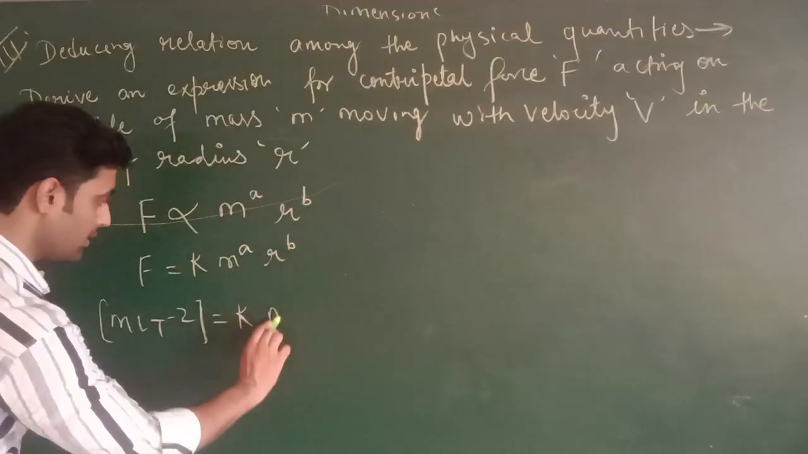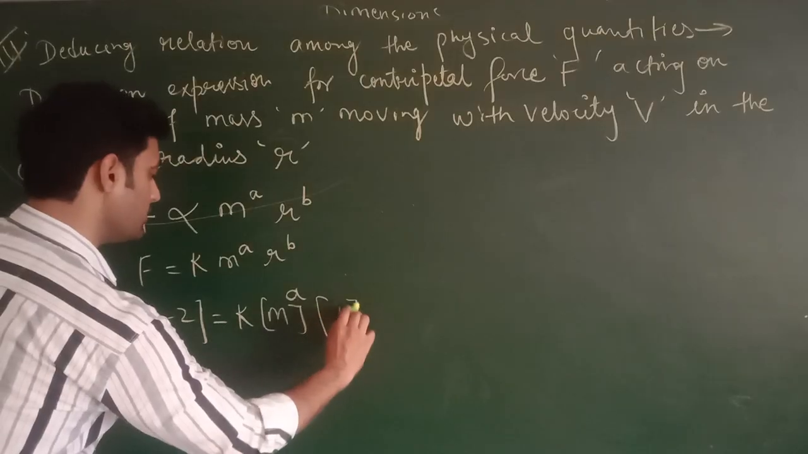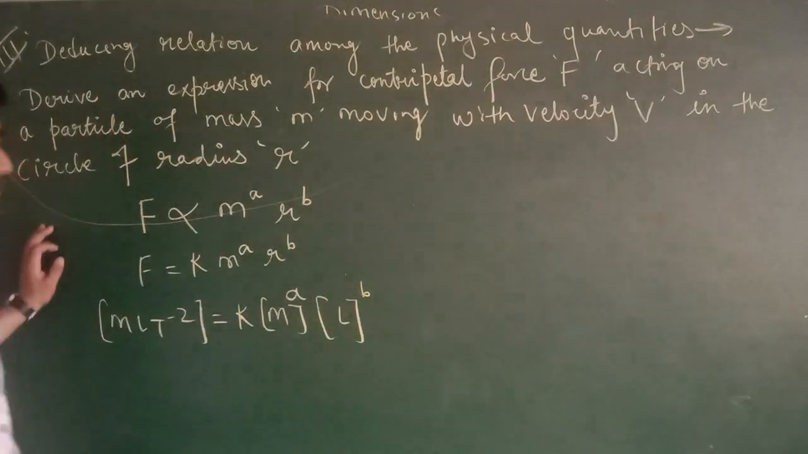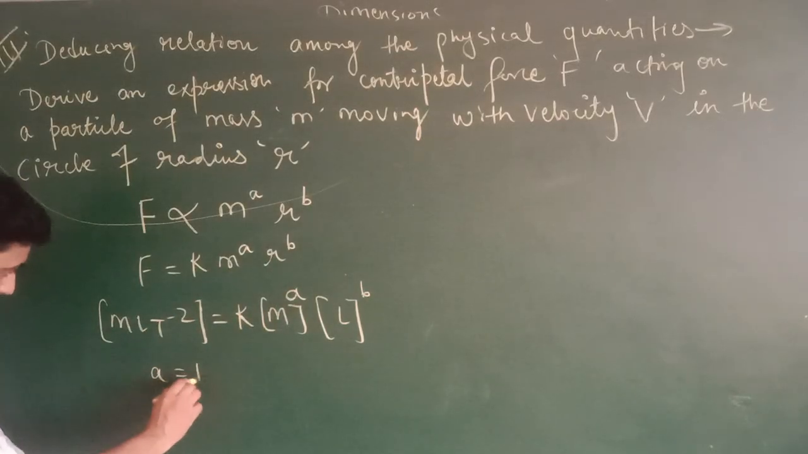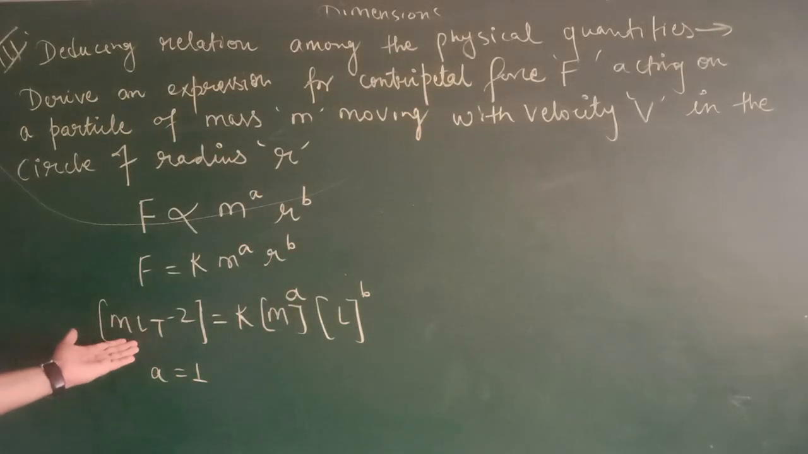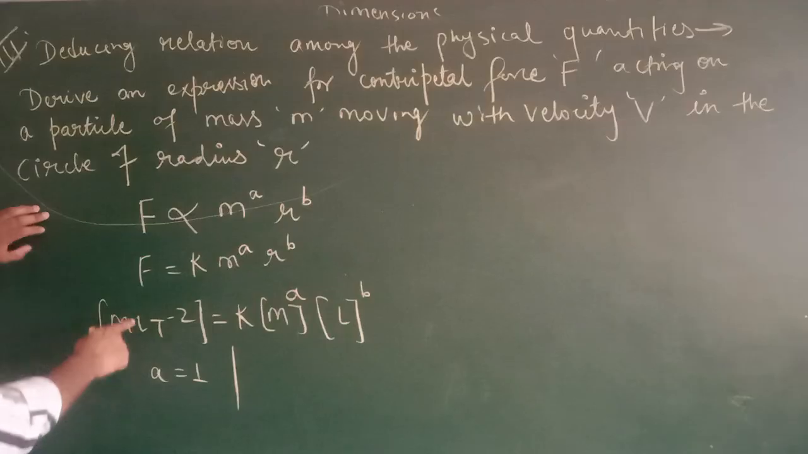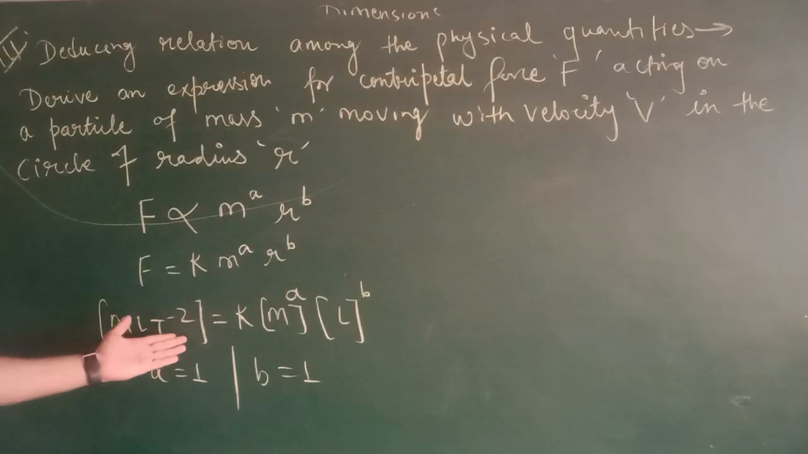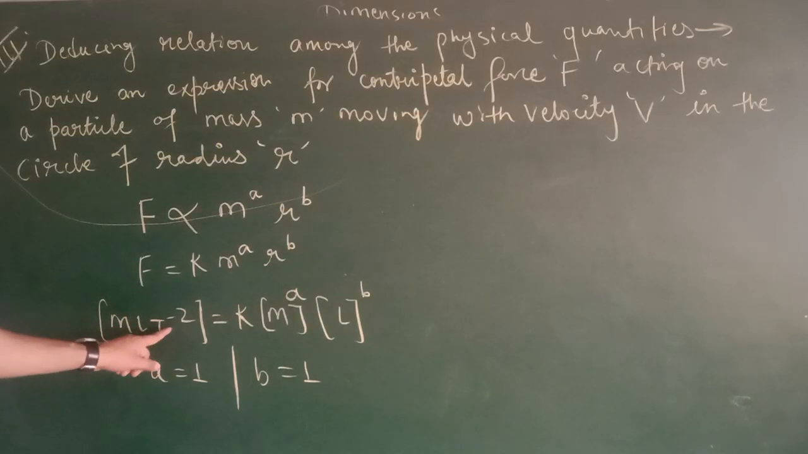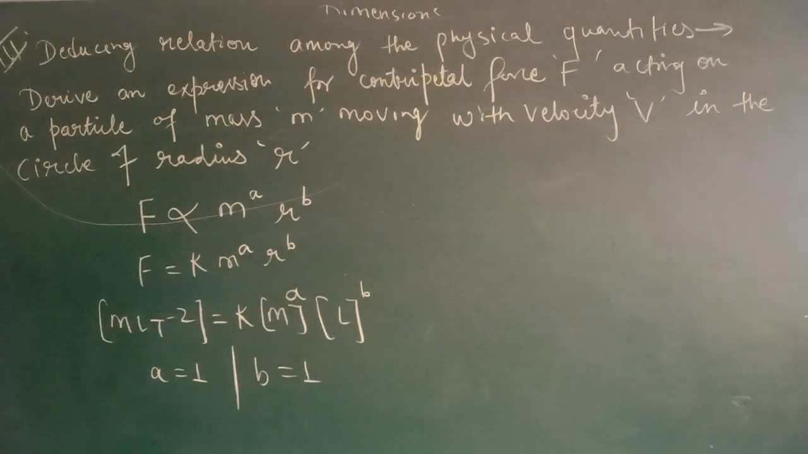Dimensional formula of mass m power a. And the dimensional formula of radius is length L power b. Let's make a comparison. M power 1, M power a. So the value of a is 1. What I am doing is a comparison of powers. So a equals 1. Second, L power 1, L power b. So b is 1 again. Here, as such, there is no time term. I have time T power minus 2 here and T power 0 there.